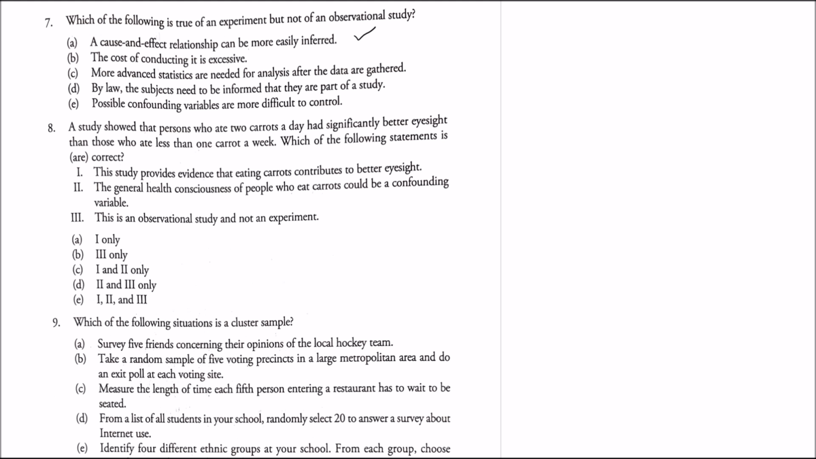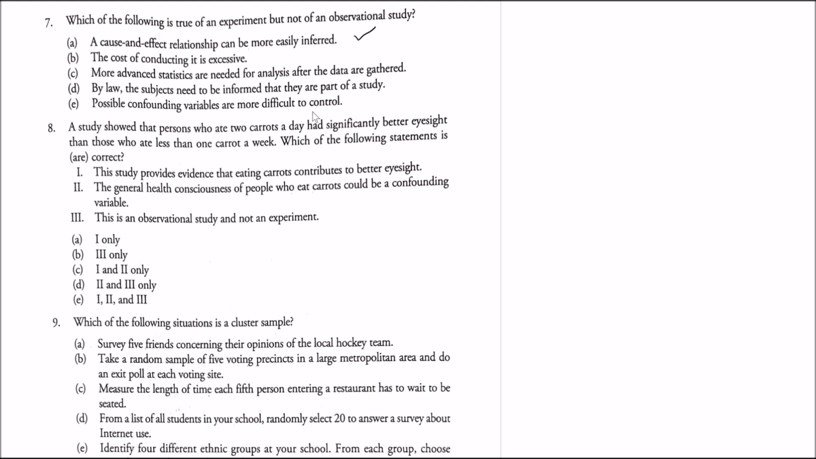All right, more advanced statistics are needed for analysis after the data are gathered. Not necessarily, right? You're just comparing results just like you would for an observational study. The only difference is that you're controlling for variables, right? So that's not necessarily true. By law, the subjects need to be informed that they are part of a study. This is called informed consent, right? Informed consent is not just an experimental thing. There are studies that do that, observational studies or experiments. So it's not necessarily something that's exclusive to an experiment.